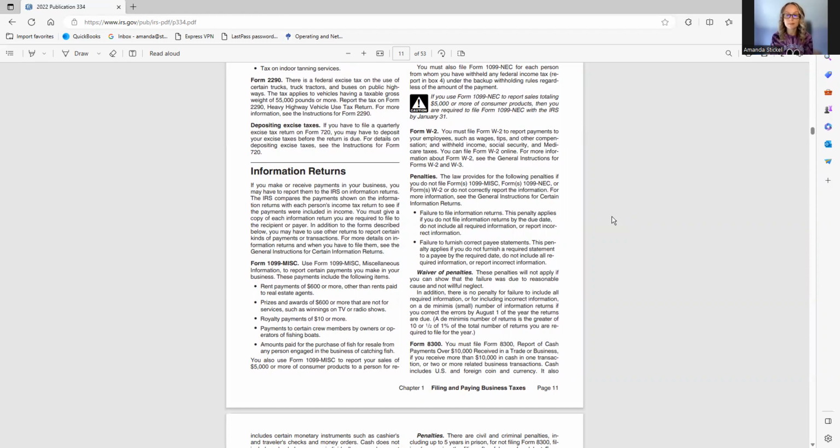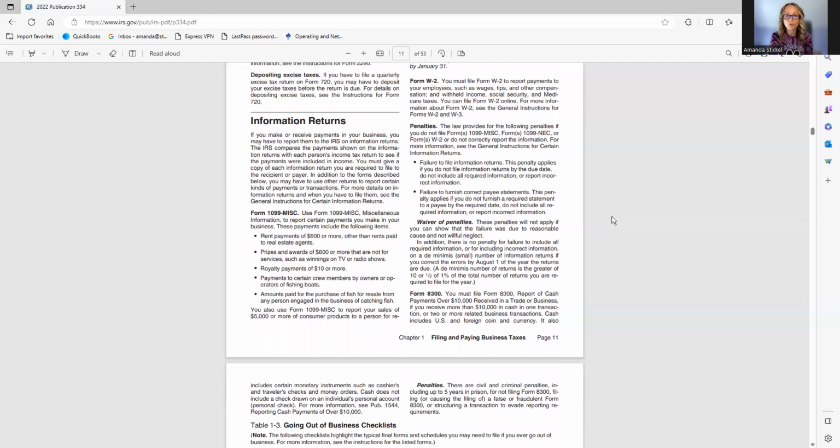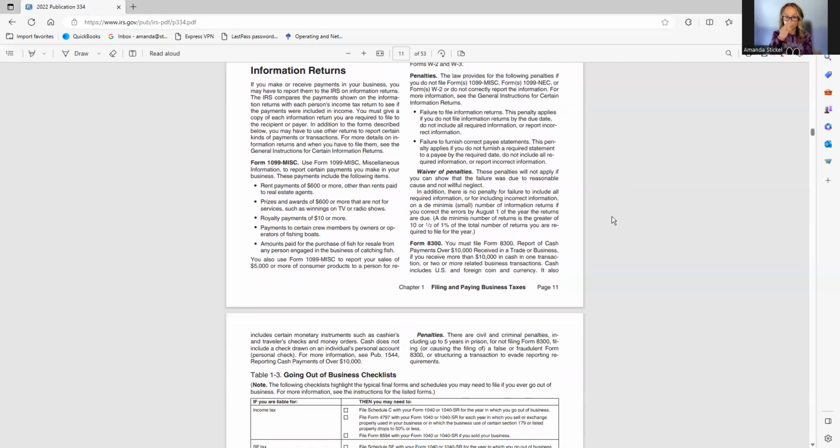Failure to furnish correct employee statements. This penalty applies if you do not furnish a required statement to a payee by the required date, do not include all required information, or report incorrect information. Waiver of penalties. These penalties will not apply if you can show that the failure was due to reasonable cause and not willful neglect. In addition, there is no penalty for failure to include all required information or for including incorrect information on a de minimis or small number of information returns if you correct the errors by August 1st of the year the returns are due.